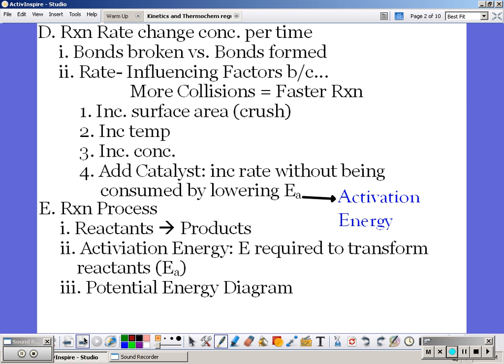The activation energy is the energy required to transform the reactants into the products. That would be the activation energy for the forward reaction. You could also have activation energy for the reverse reactions, where our products are colliding with enough energy and hitting each other at the right spots to reform our reactants. So we actually have a graph, the potential energy diagram. How much energy do we need for this reaction to take place?